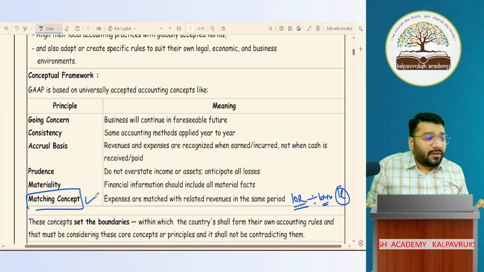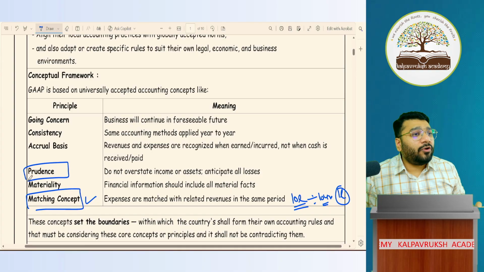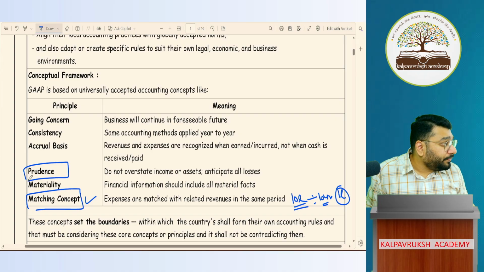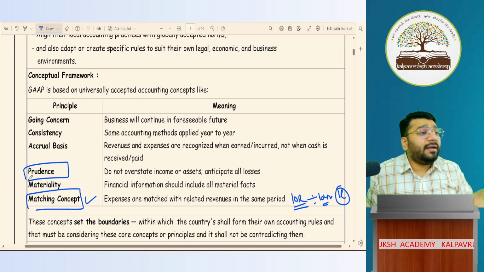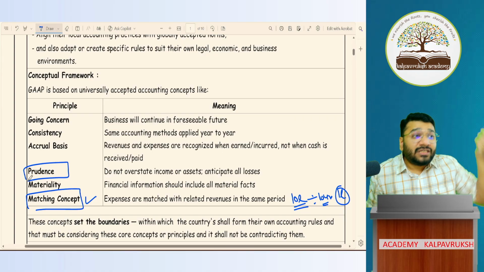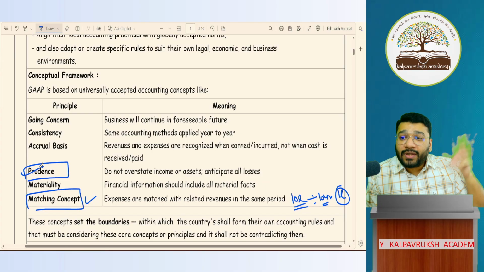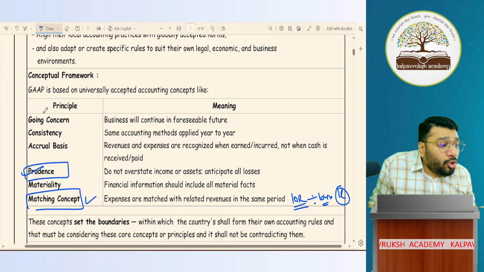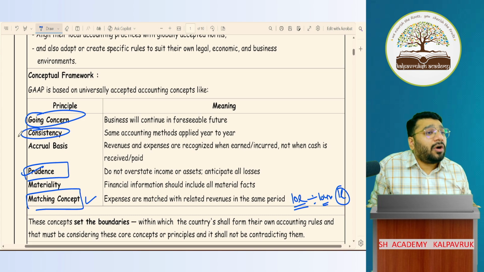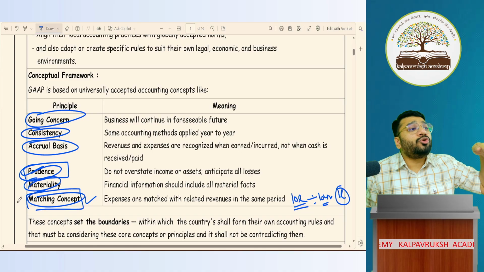Then GAAP said that while preparing your accounting standards, you have to ensure that the prudence concept has been taken care of. That's why if you see in accounting standard 2, which talks about valuation of inventories, they said that inventory should be valued at cost or NRV, whichever is lower. Now this is considering the prudence concept. So like that, they have said that whenever you draft any accounting standard, the going concern concept, consistency concept, accrual basis concept, prudence, materiality, matching concept, everything should be taken care of.